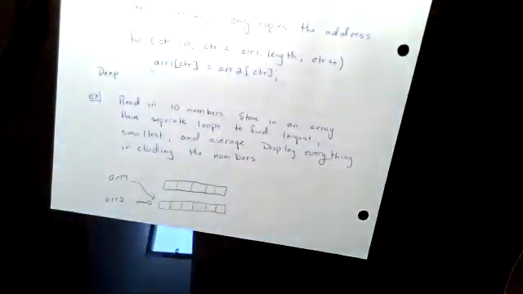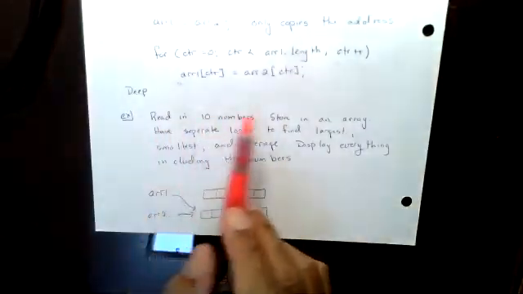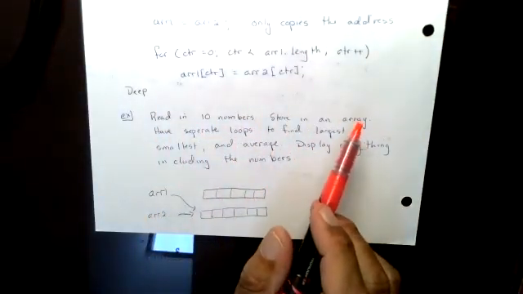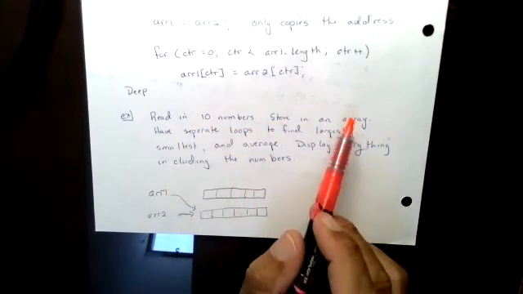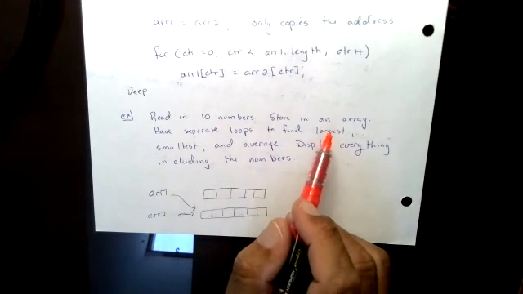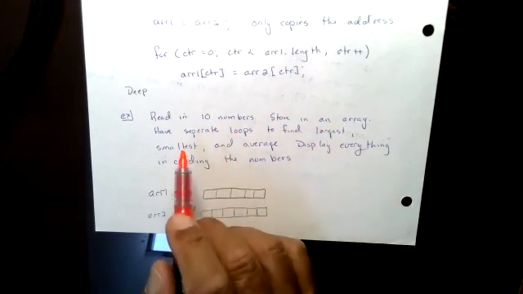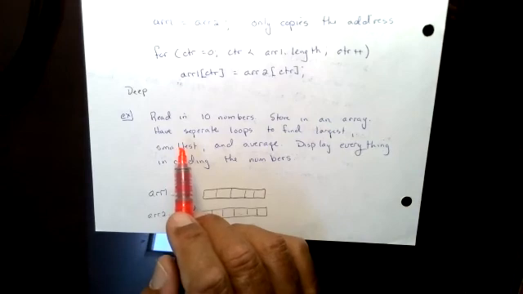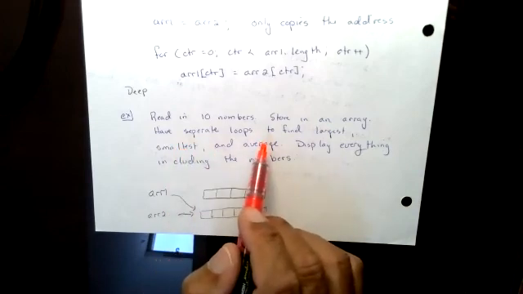All right, so let's see what we have going on here. I want you to now do a program. I want you to read in 10 numbers from the keyboard and store them in the array. Once they're stored in the array, then I want you to have a loop that goes through and finds the largest, a loop to go through and find the smallest, and a loop to go through and find the average.